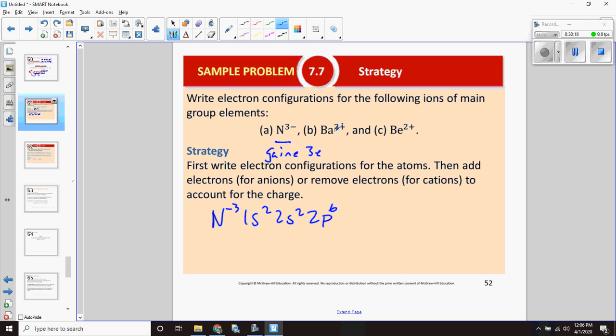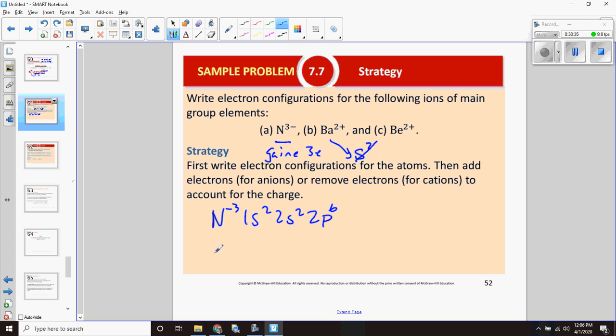I have no idea what barium is. Let's just skip barium +2. Anything barium +2. Barium is in group 2, so its s2 electrons are going to be gone. So its outer shell electrons will be gone. I just don't have a periodic table in front of me.